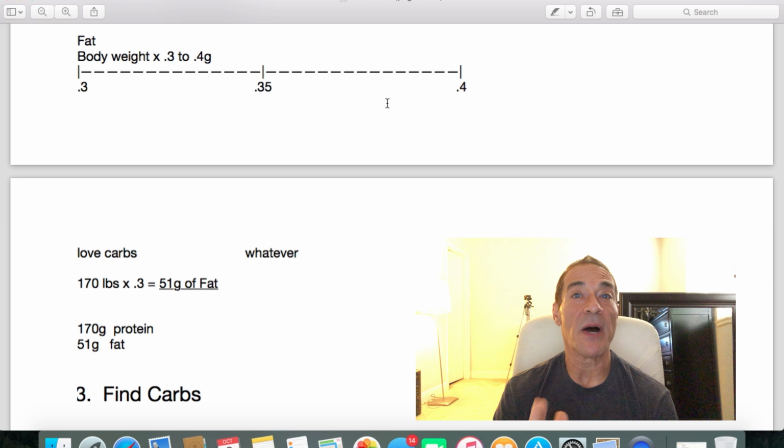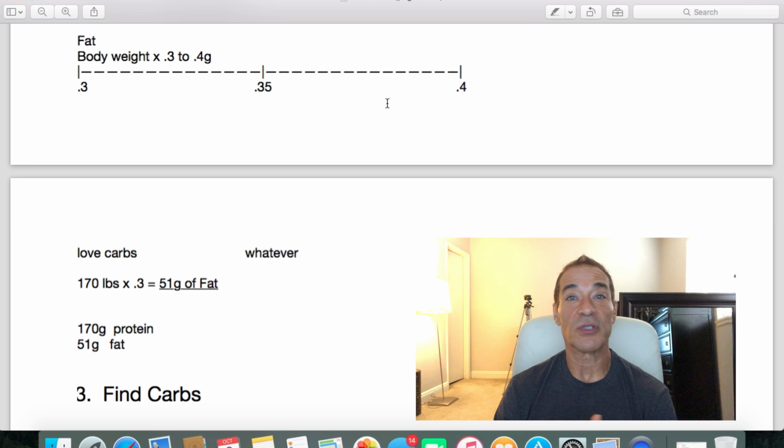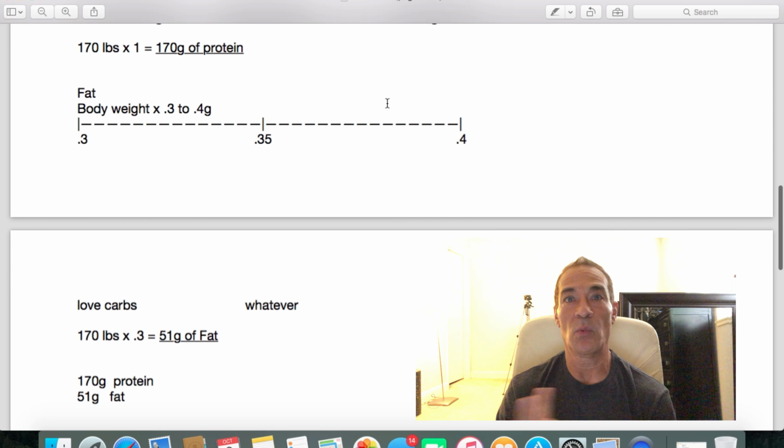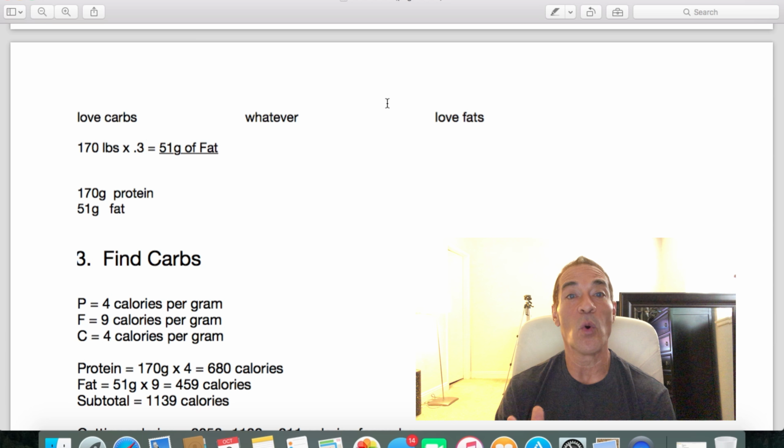Now we will determine your fat. So fat basically is on a scale as well, and what we have is 0.3 to 0.4. The reason for the range is you would want to utilize 0.3 if you absolutely love carbs. If you can give or take or don't really care too much, then you would use 0.35. And if you love fats, such as avocados and things of that nature, peanut butter, everybody does, then you would use 0.4.